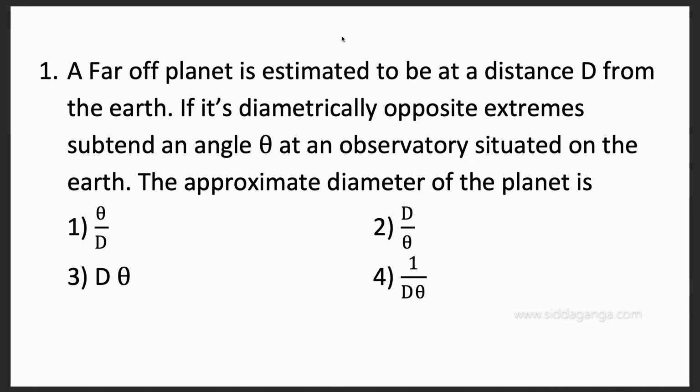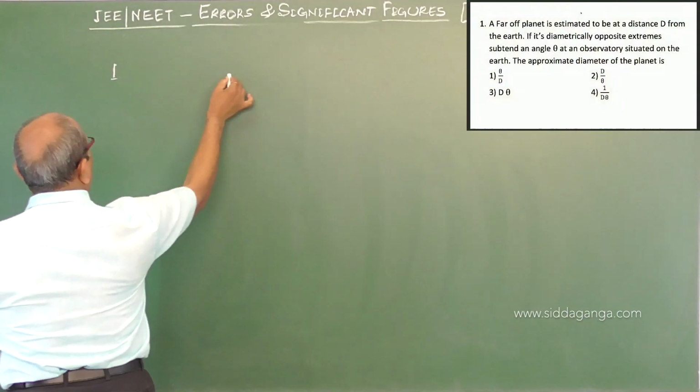A far-off planet is estimated to be at a distance d from the Earth. If its diametrically opposite extremes subtend an angle theta at an observatory situated on the Earth, the approximate diameter of the planet is. So, question number 1.